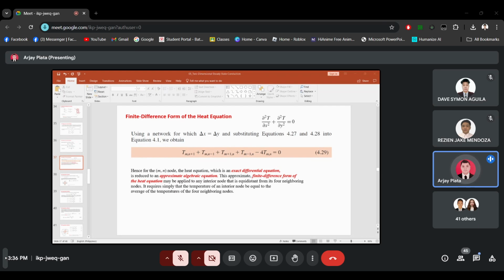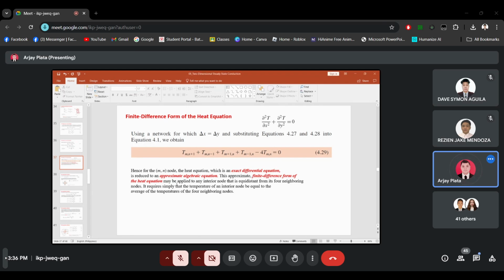Do you have any question with finite difference form? No question? Okay, if you don't have any question, let's proceed with the next.